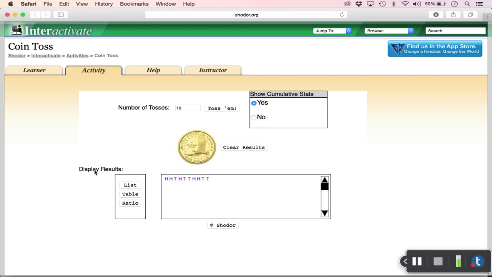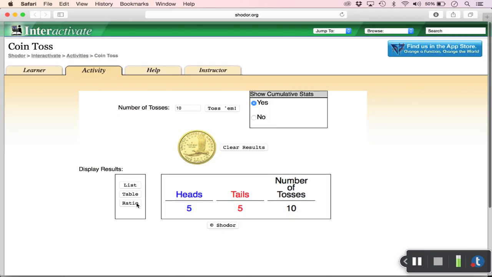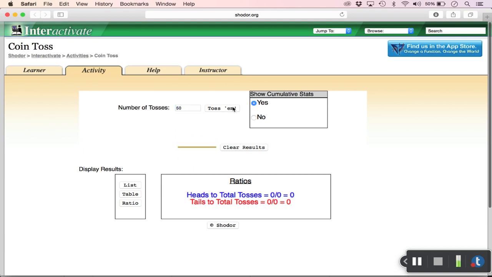So let's go ahead and pretend to toss this coin a number of times. We'll start with 10. I just entered 10 and we'll click toss 'em. So our magic coin is flipping virtually, and you can see here our results are listed out. We can also visualize them as a table. You can see we got a perfect 50-50 split, which is kind of cool. And you can also express this as a ratio, or we can move that decimal point to get a percentage.